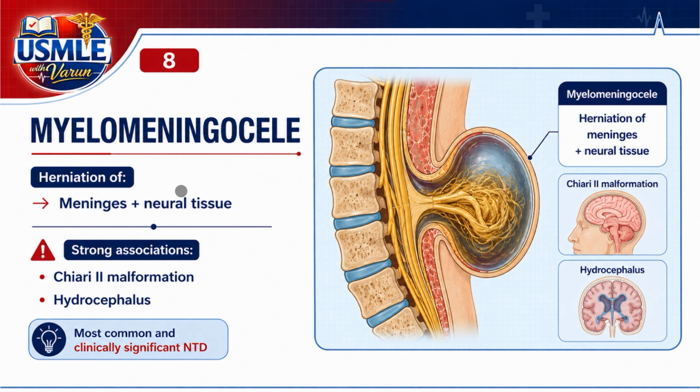Coming to myelomeningocele, this is an extremely important defect. In this defect, both meninges and neural tissue herniate through the defect. So patients often have characteristic neurological deficits. This is strongly associated with Arnold Chiari II malformation and also hydrocephalus. This is a classic pattern that is usually tested on all the USMLE exams, all these steps. So whenever there's herniation of meninges and neural tissue, you need to think about myelomeningocele. It's usually associated with Chiari II malformation and hydrocephalus.